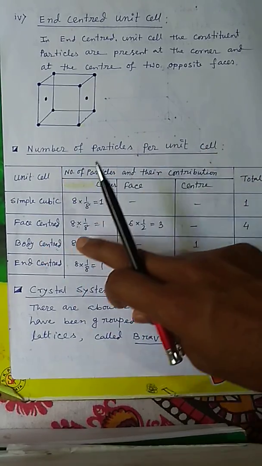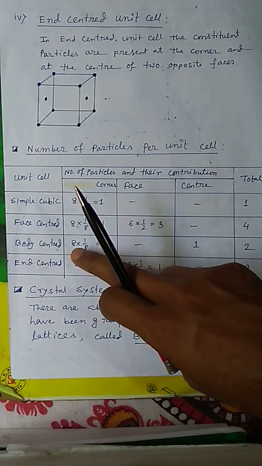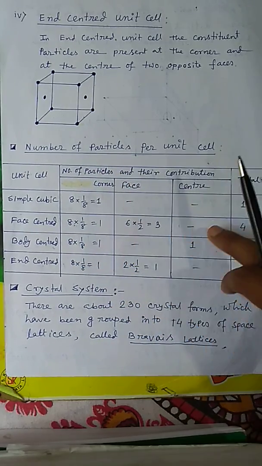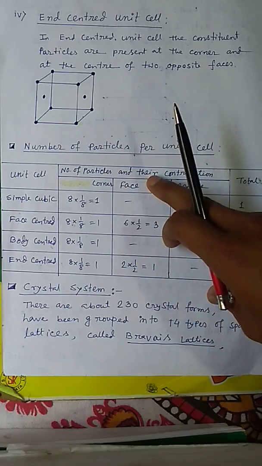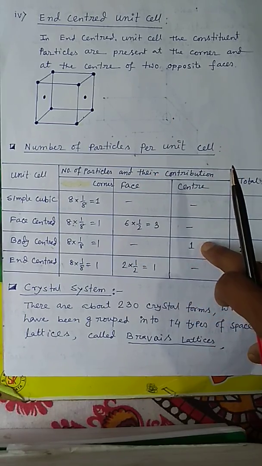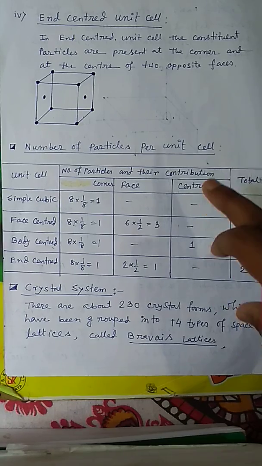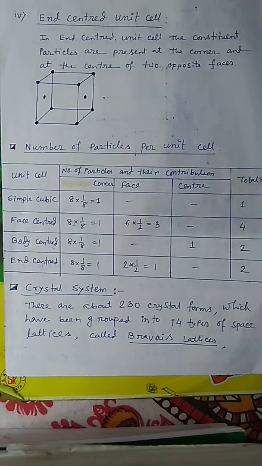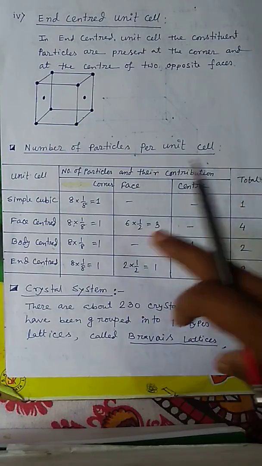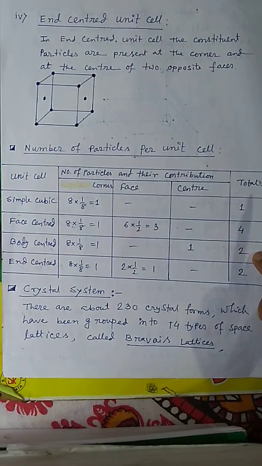In body centered there are also 8 particles at 8 corners, so 8 into 1 by 8 is equal to 1, and no particles present at face, and 1 particle present at the center. This is completely part of this unit cell, not shared with any other unit cell. So the total number of particles is 2 in body centered unit cell.